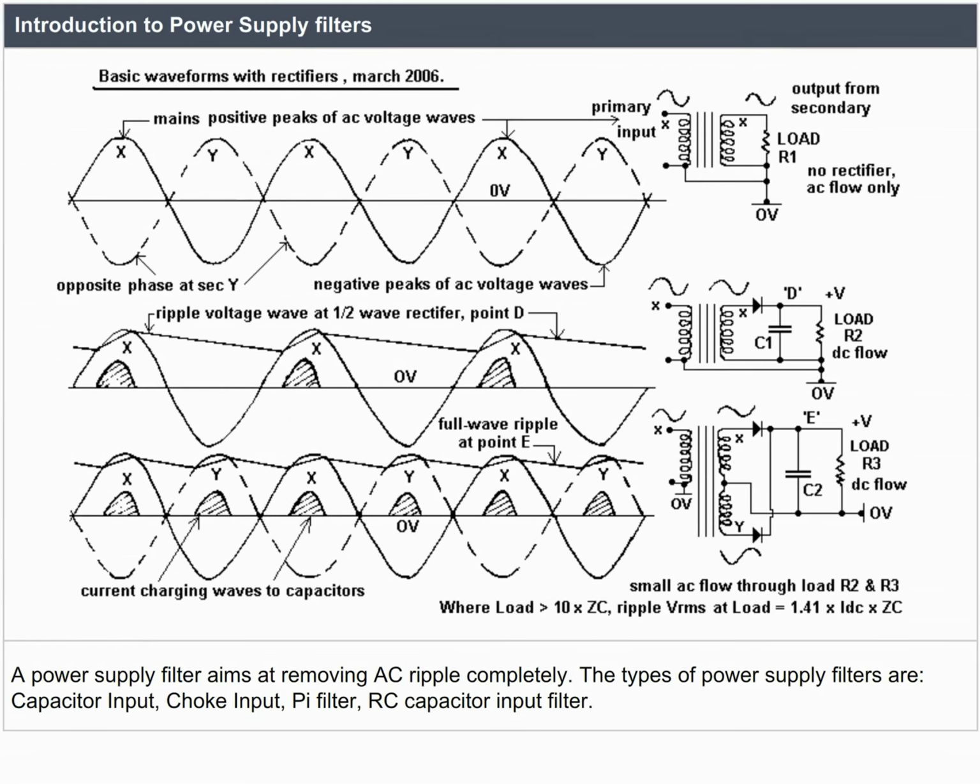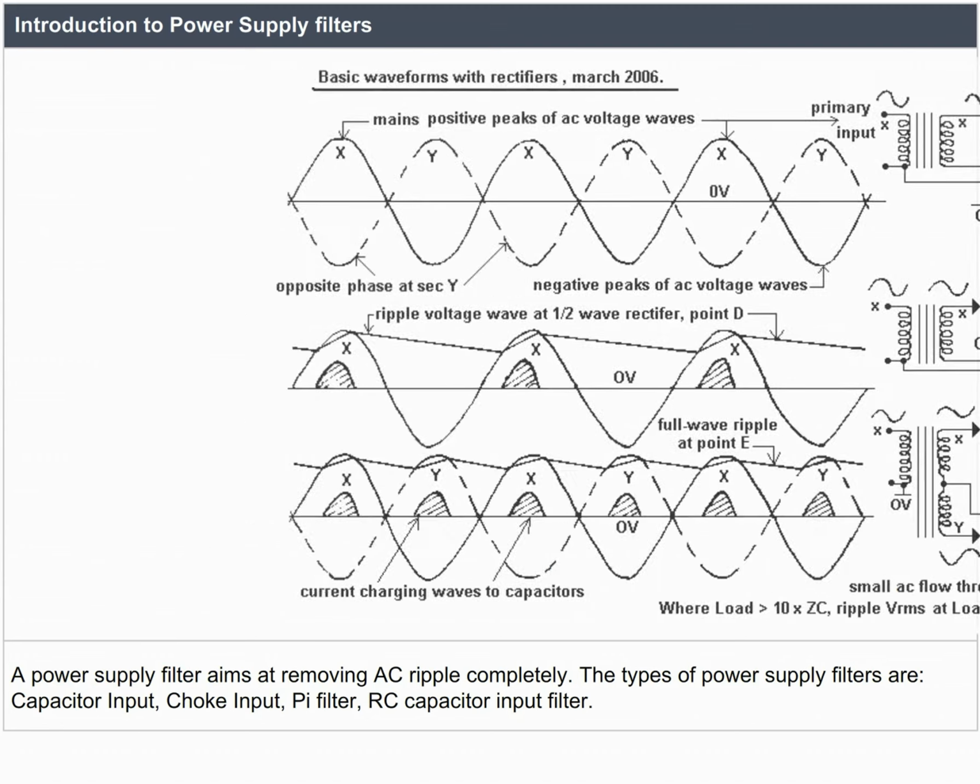Introduction to power supply filters. A power supply filter aims at removing AC ripple completely. The types of power supply filters are capacitor input, choke input, pi filter, and RC capacitor input filter.